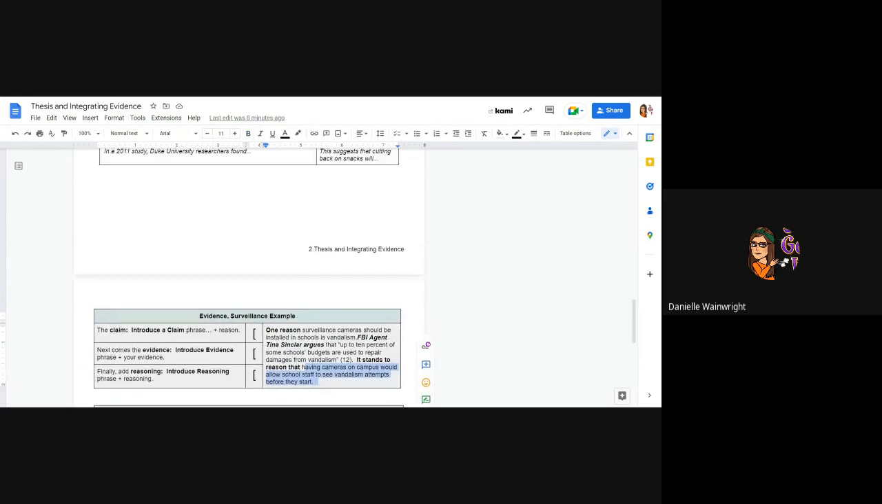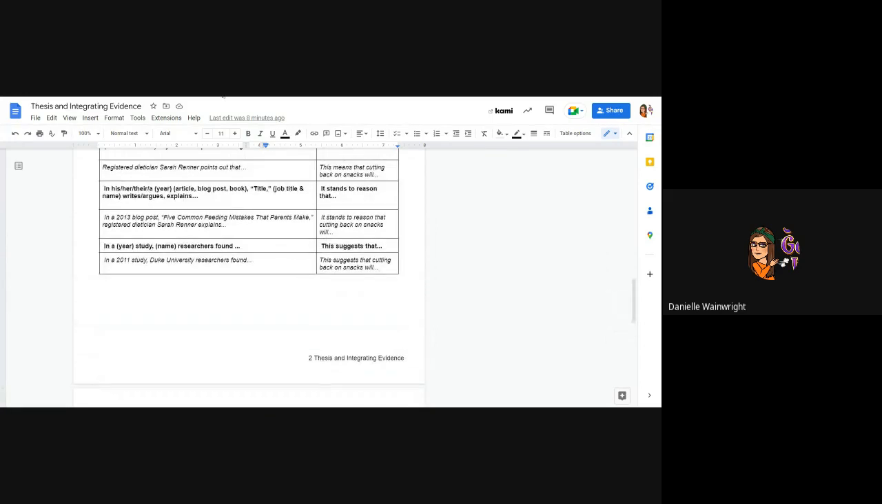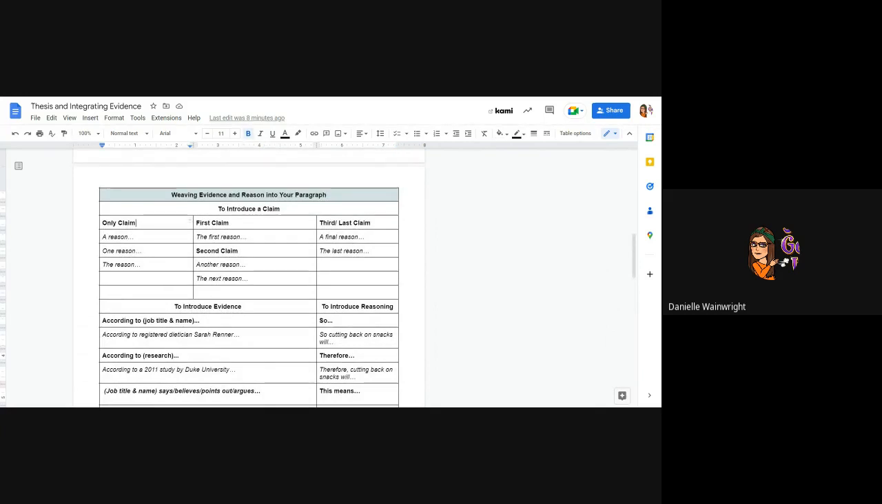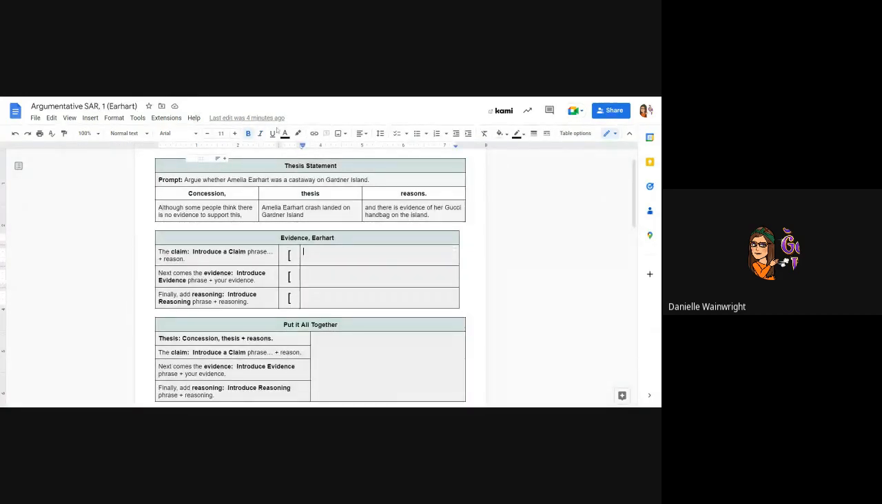Now we need to do it for ours, for your Amelia Earhart example. The first thing is, if you've said that she did crash land on that island, you're going to introduce that claim. So let's look for a phrase from introduce a claim. And you only have one claim, so you need to say a reason, one reason, or the reason. All right. So I'm going to say maybe "one reason." And then you're going to say whatever you're going to say, right?